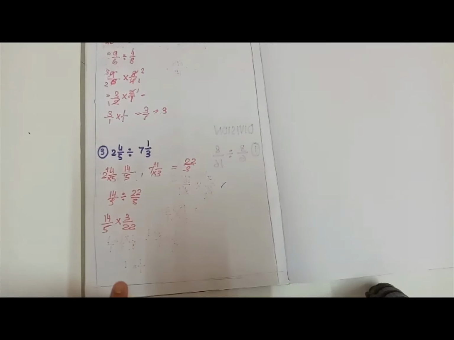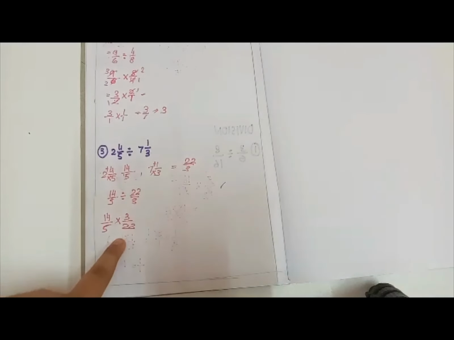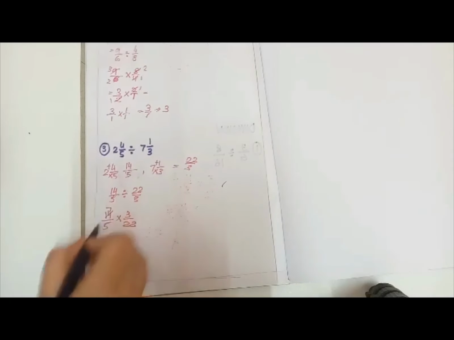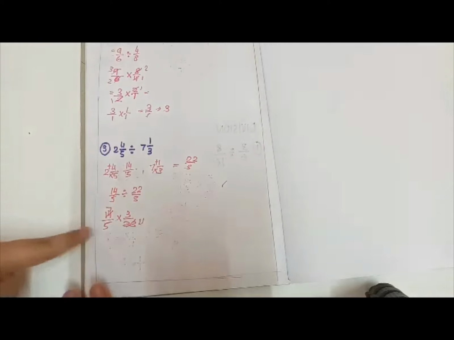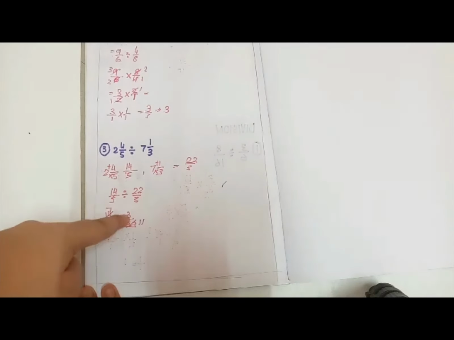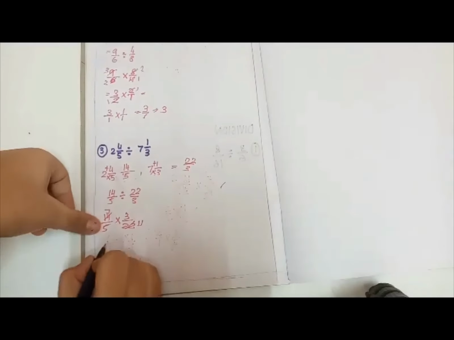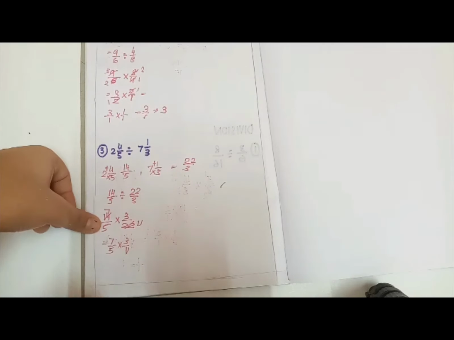Now let's see in the diagonal bit. 14 and 22. Can we cut it? Yes, we can. Both go in the 2 table. So 2 sevens are 14. 2 elevens are 22. Now let's see this way. 5 and 3. Can we cut anything? No, we cannot. So rewrite it. 7 by 5 into 3 by 11.